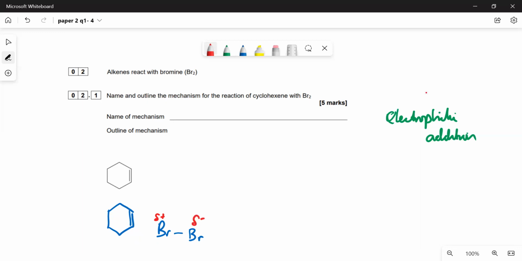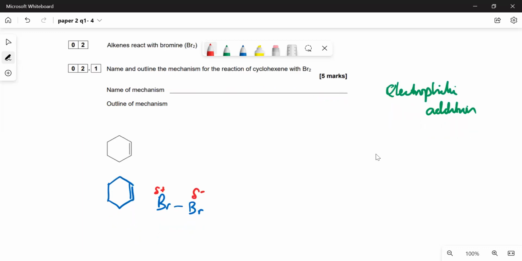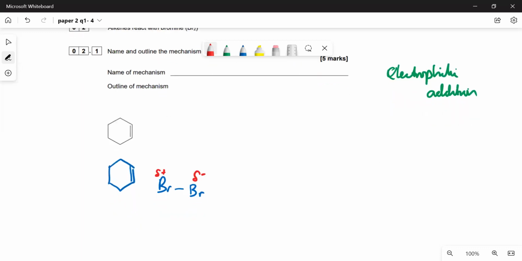A pair of pi electrons are going to come out, so draw a curly arrow like that onto the bromine. Then the bond between the two bromines breaks. That is going to give us an intermediate. We're going to have a bromine stuck to one of the carbons. The double bond has gone, the pi bond's gone, that's why it's addition, and there will be a positive charge on that carbon there. That's a carbocation.